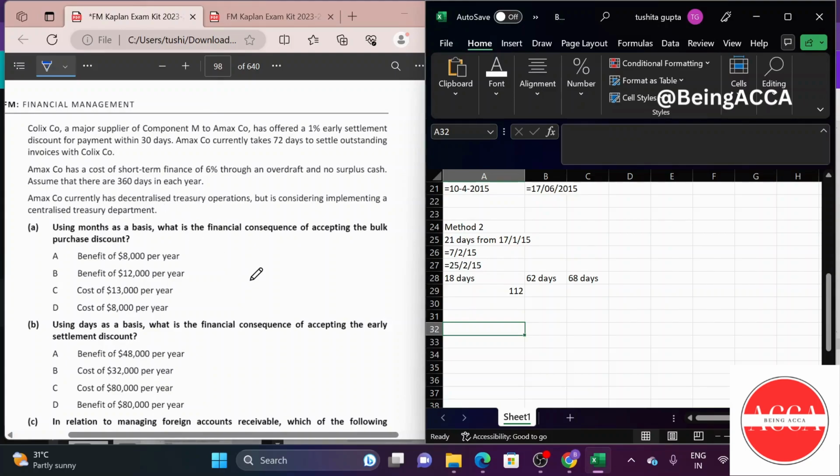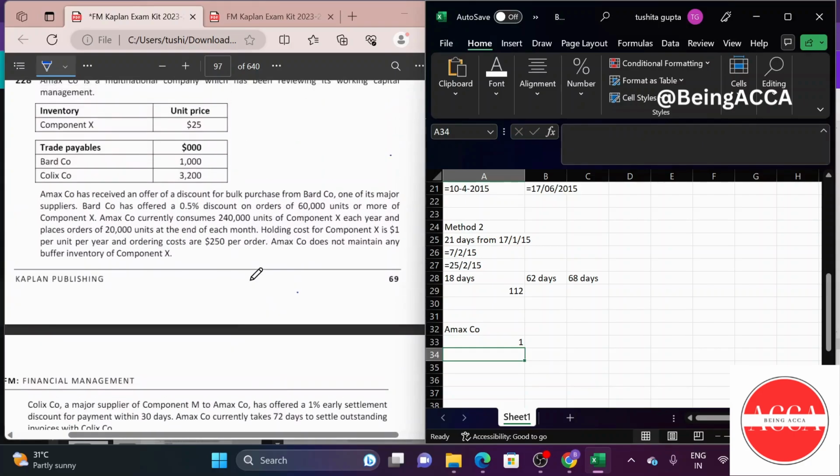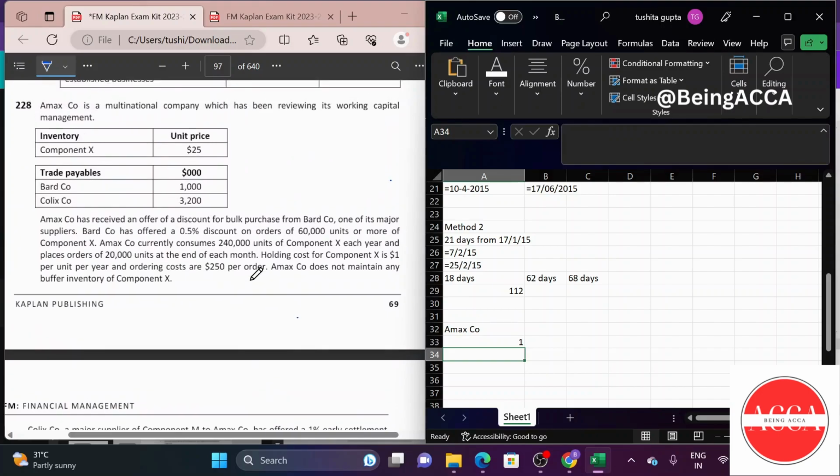Now the first question wants us to find, using months as a basis, what is the financial consequence of accepting the bulk purchase discount? Okay, so let's solve this. Amax Company, this is the first question. We need to find out the financial consequence of accepting the bulk discount. So for this, we will find out how much our total annual inventory costs are before the discount and after the discount, so that we can find out if we are taking any benefit from this.